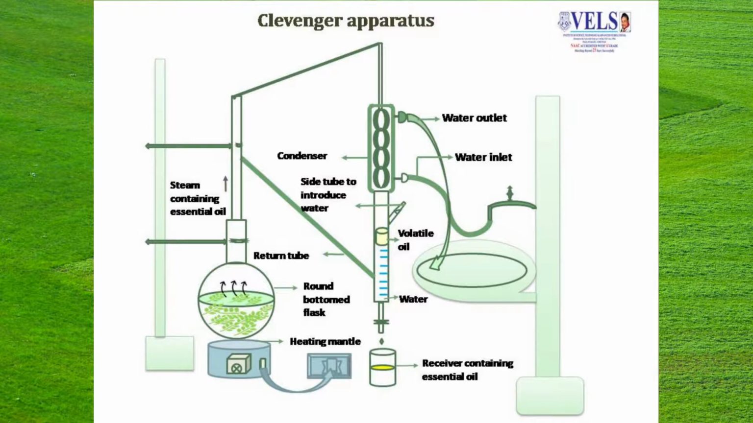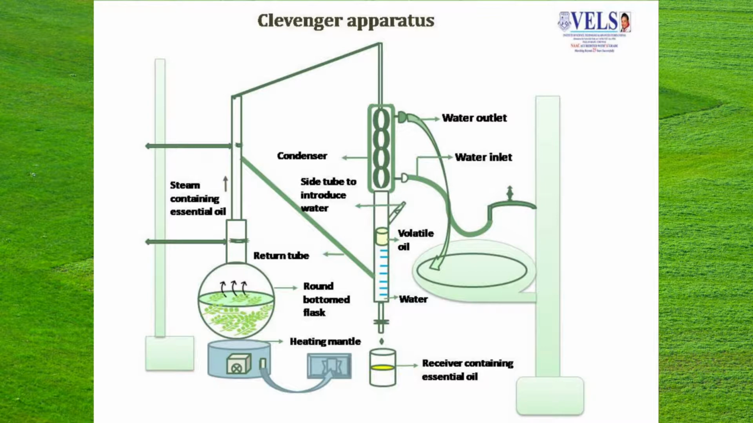This apparatus consists of three parts: a round bottomed flask in which the plant material to be extracted is placed, a separator which is used for separating the distilled solution automatically, and the third part is the condenser. First, the plant materials have to be cut into small pieces for efficient extraction of the volatile oil, and placed in the round bottomed flask, and half of the flask is filled with water. The plant materials have to be immersed completely in water.